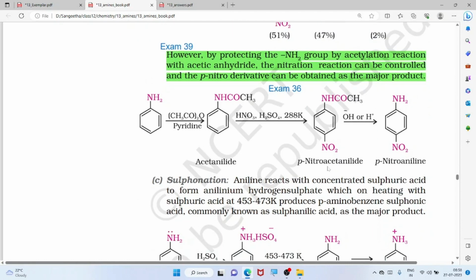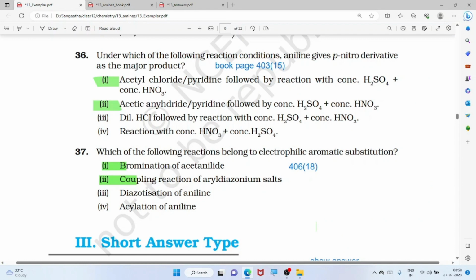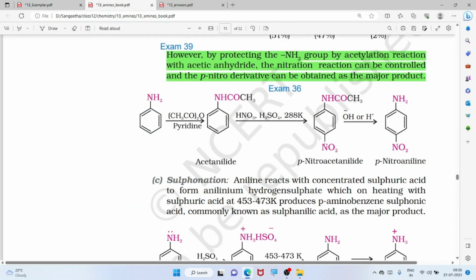Okay, this is the major product. Which is the major product? It gives p-nitro derivatives, that is, substitution in the para position. This is the p-nitro derivative.